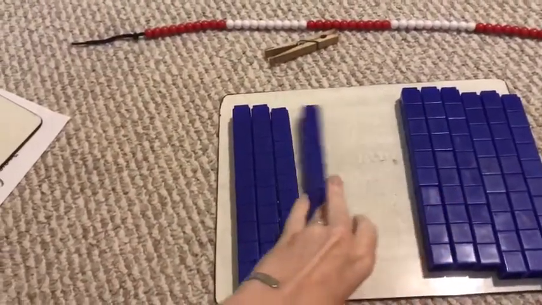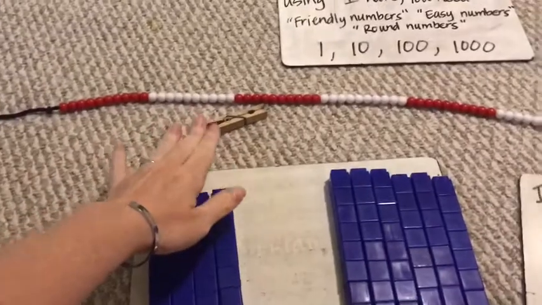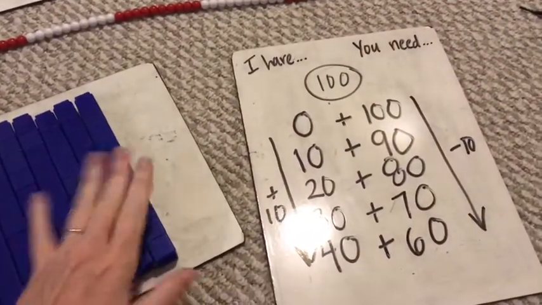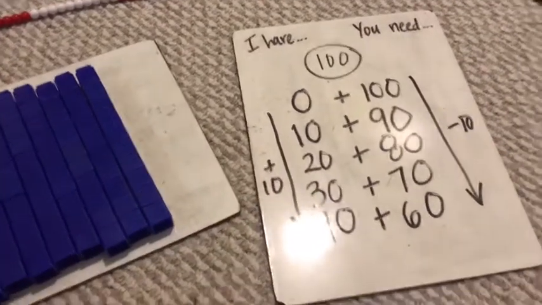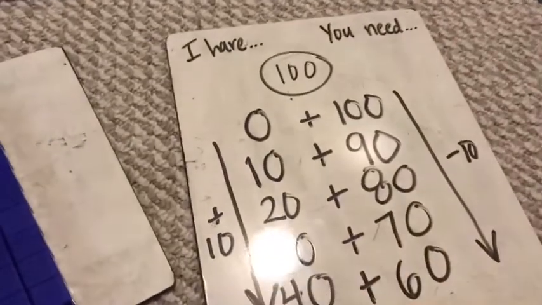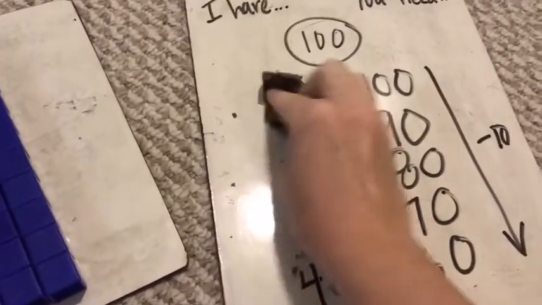So you can do this with the Unifix cubes, you can do it with the beaded number line, to see if they can get all those partners to 100. And these are all just focusing on multiples of 10. But once they know all those partners of 100 with multiples of 10, you can even try to make it a little bit trickier.